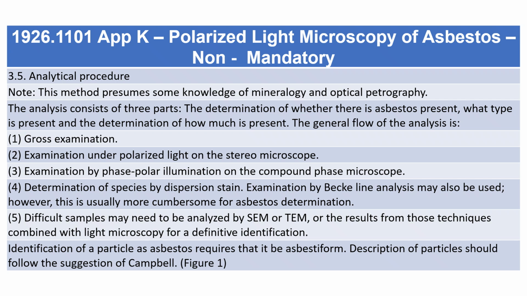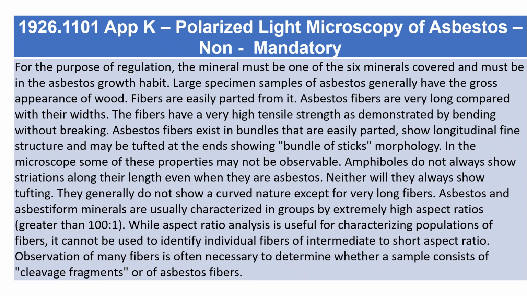Identification of a particle as asbestos requires that it be asbestiform. Description of particles should follow the suggestion of Campbell, Figure 1. For the purpose of regulation, the mineral must be one of the 6 minerals covered and must be in the asbestos growth habit. Large specimen samples of asbestos generally have the gross appearance of wood. Fibers are easily parted from it.